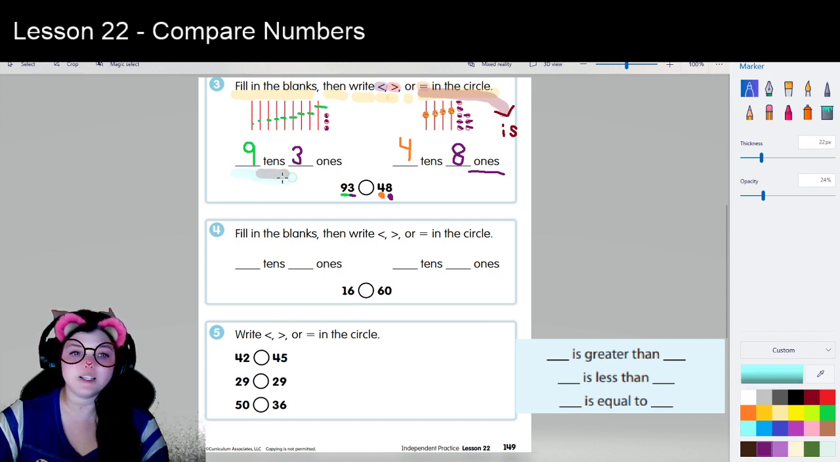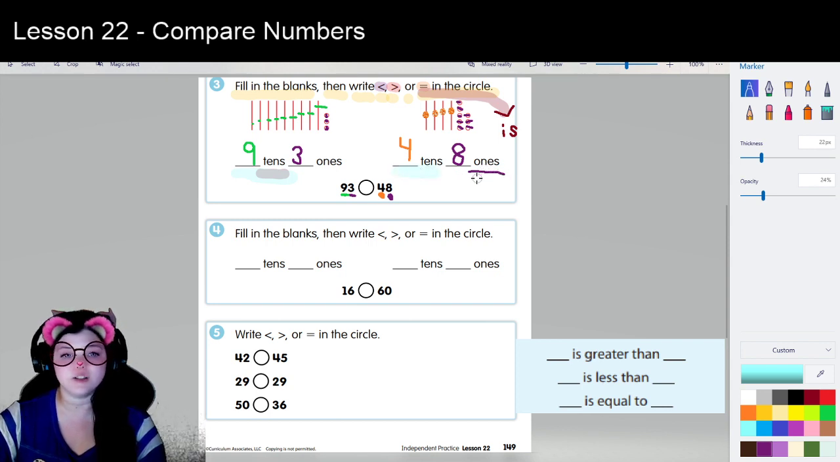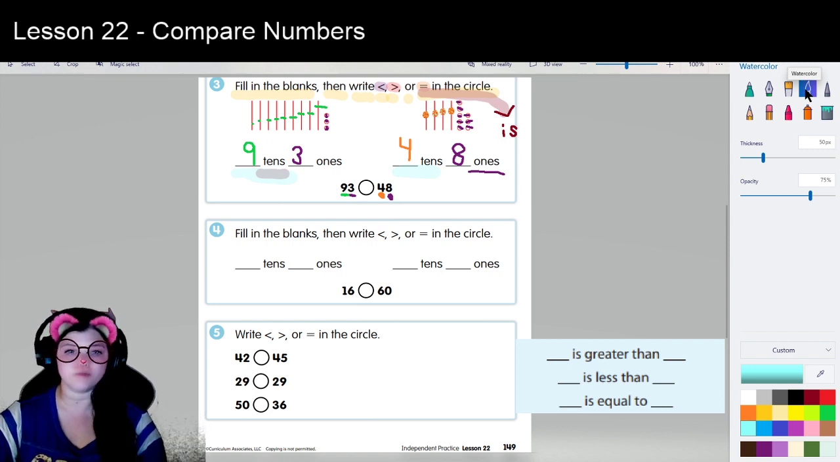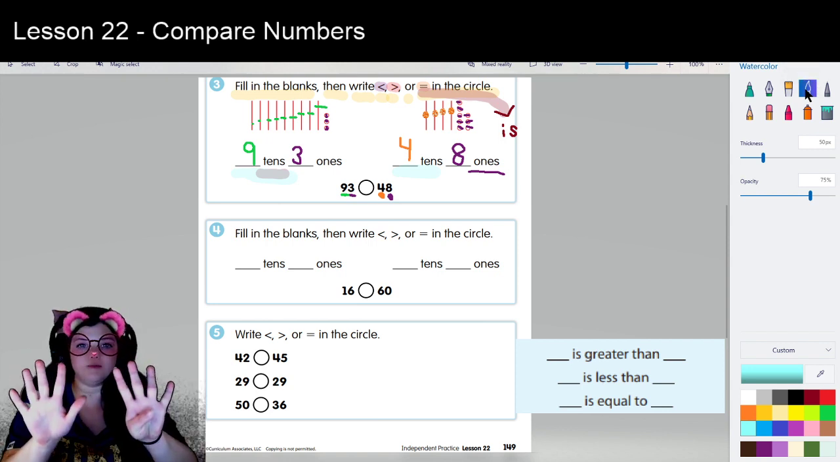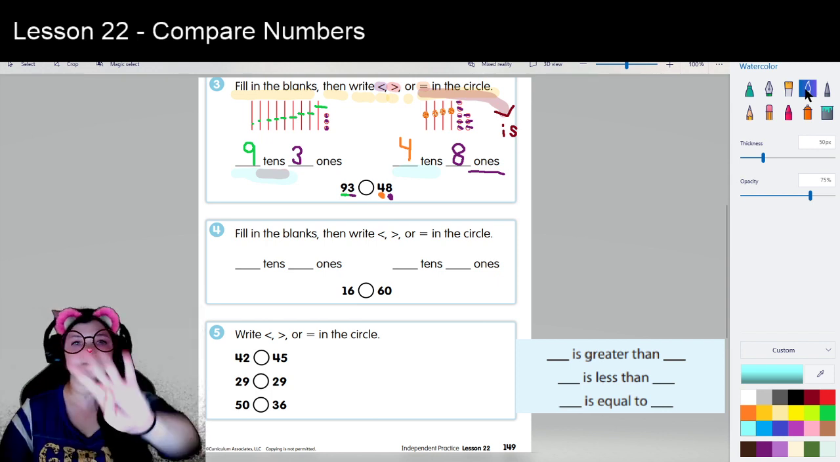93 has 9 tens, and 48 has 4 tens. Are not the same number. 9 and 4 are different. So which number is bigger, 9 or 4? Which one is greater? Which one has the bigger number? 9 or 4?